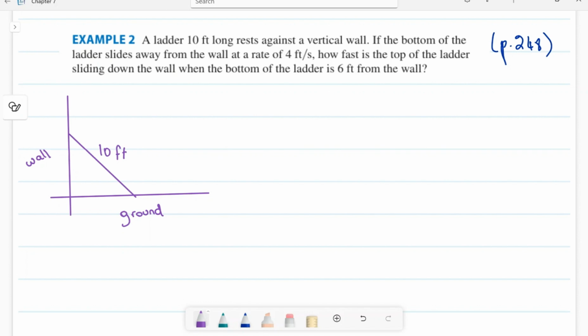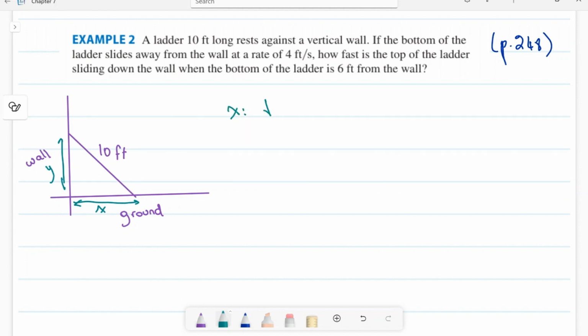So the bottom of the ladder slides away at a rate of 4 feet per second. We want to know how fast is the top of the ladder sliding down the wall when the bottom of the ladder is 6 feet from the wall. So I just wanted to make our picture clearer, just to define a few things. So maybe call this distance here x, and this distance here y.